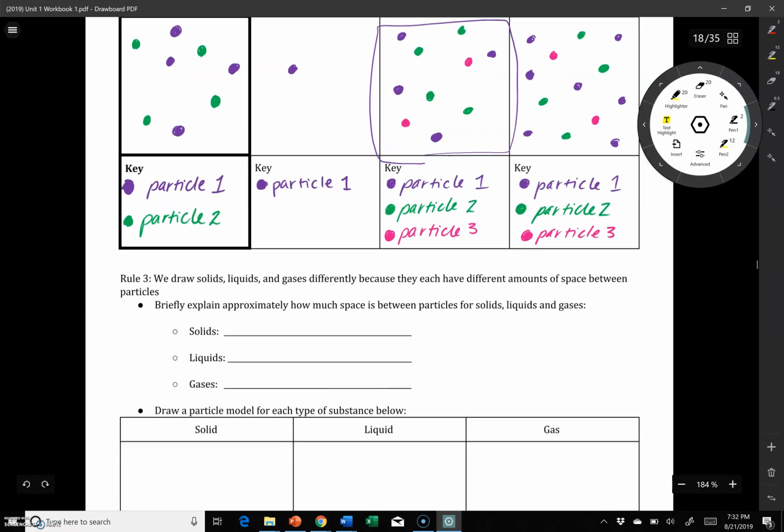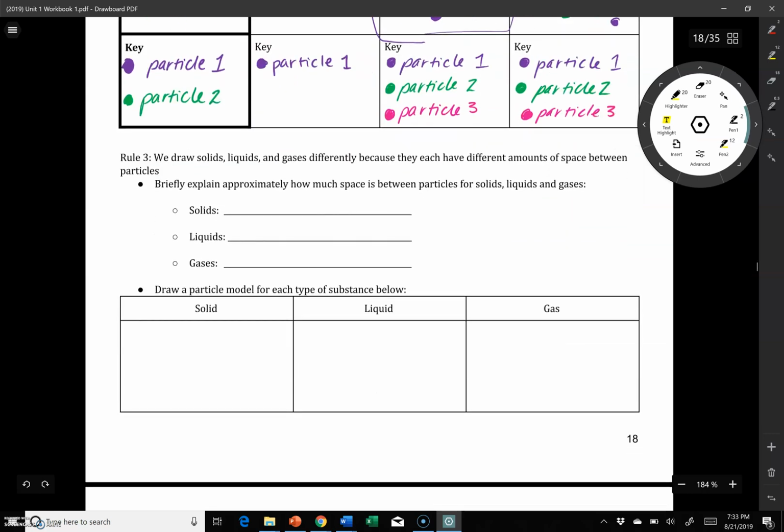Okay, so we're going to look at Rule 3, which addresses how we draw solids, liquids, and gases differently from each other. And we draw them differently because they each have different amounts of space between the particles. Okay, so solids are generally really close, and tend to have a repeating pattern.